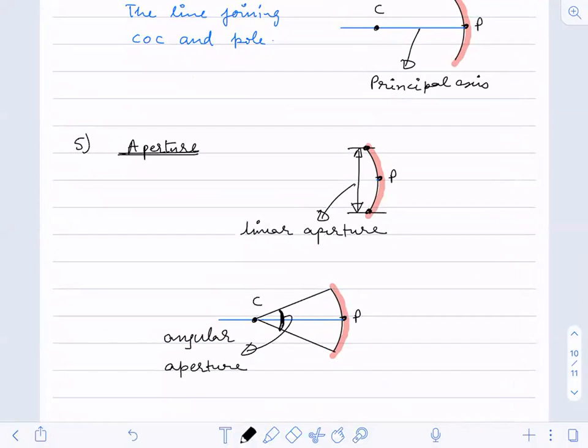Aperture is the outermost dia. But you cannot say it like a dia; if I'm saying outermost dia, it is not actually the correct thing. You can say that the distance between the two ends of the mirror is called the aperture, linear aperture.